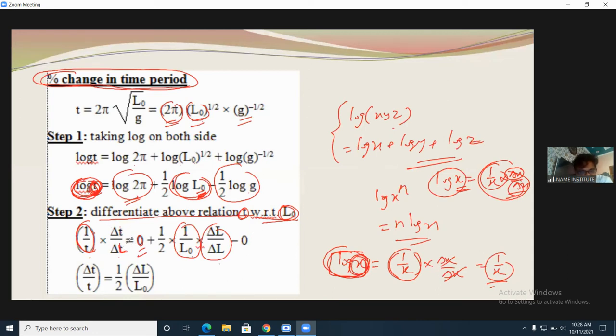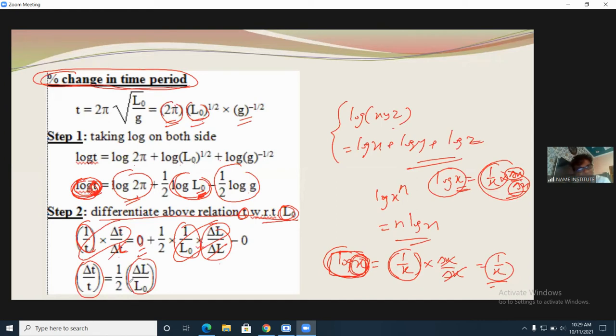So what is this here? Delta L will be cancelled. Now what will come here? Delta T by T will become equal to 1 upon 2 delta L by L naught. So after differentiating, the relation is converted into that form, and everybody knows in a class that this is the fractional change in the time period. And this is the fractional change in length. So delta T by T is 1 upon 2 delta L by L naught.